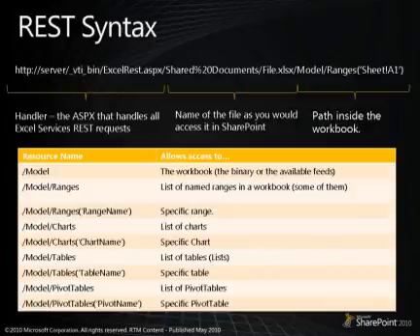At this point, you'll have the full REST URL for your workbook and can then choose to access different object types listed in the slide. These include items such as named ranges, charts, tables, and pivot tables.